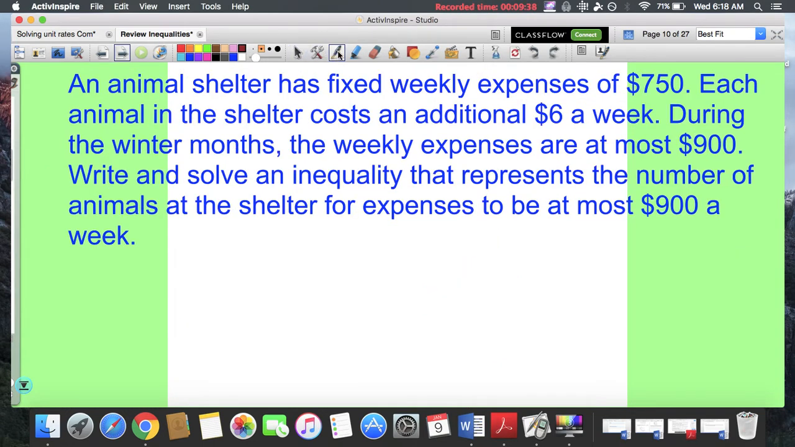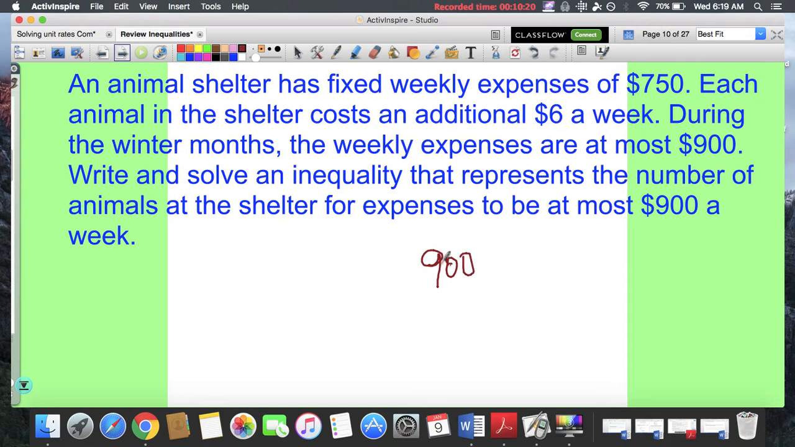An animal shelter has fixed weekly expenses of $750. So they have expenses, I don't know, pay for the doctors or pay for this and that. So it comes out to $750. And then each animal that they have in there is $6 a week for food and walk the dog and whatever expenses related to just having the dog. So it's $6. So during the winter months, the weekly expenses are at most $900. Write and solve an inequality that represents the number of animals at the shelter for expenses to be at most $900 a week.